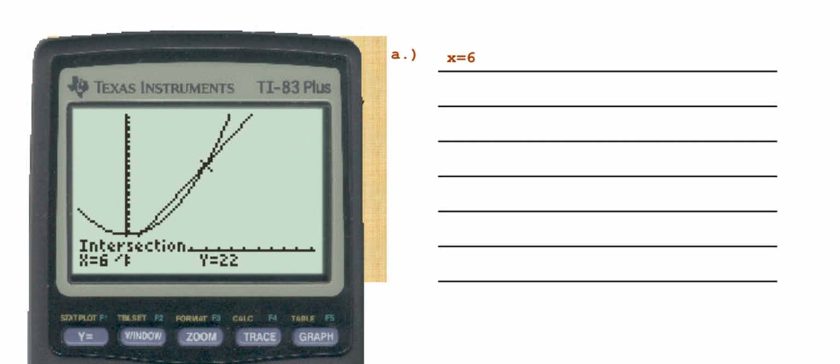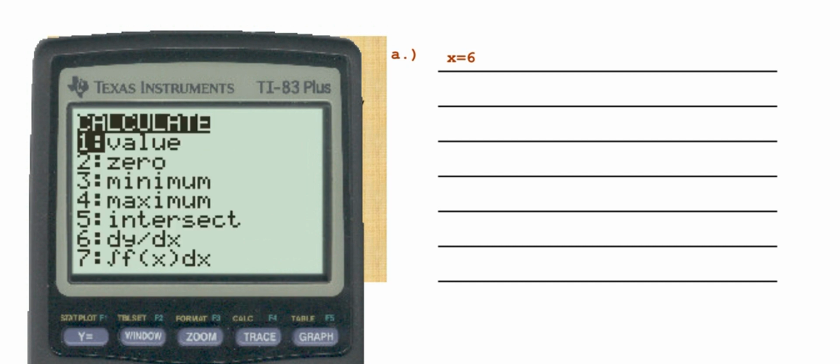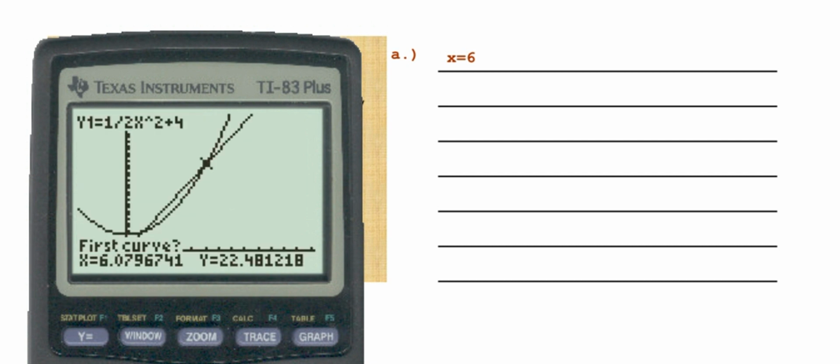Push second, trace at the top right, second to the right. You'll see the calculator option, which is this one. We want to go for the intersect option again, option number 5. And in this case, I won't hit enter yet. I'll get closer to it before I hit enter. There we go. I'm closer to the other intersection point. Otherwise, it'll give me the same point.